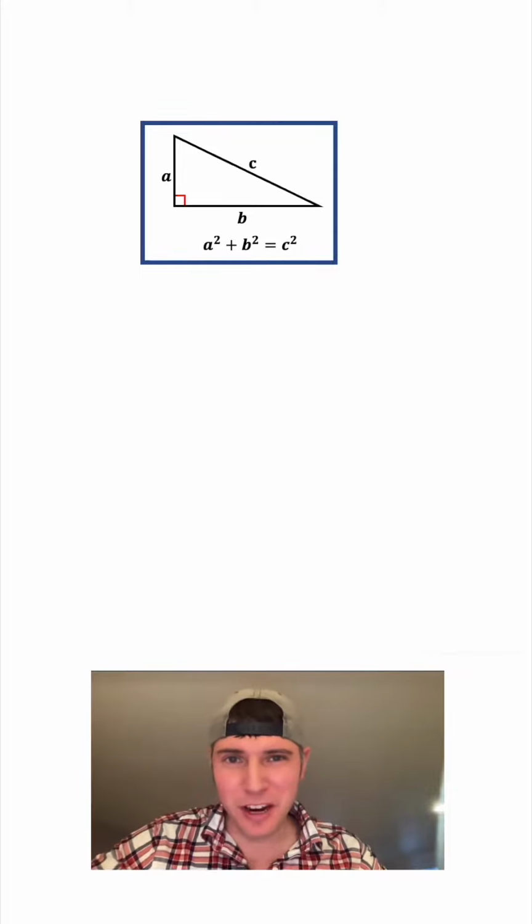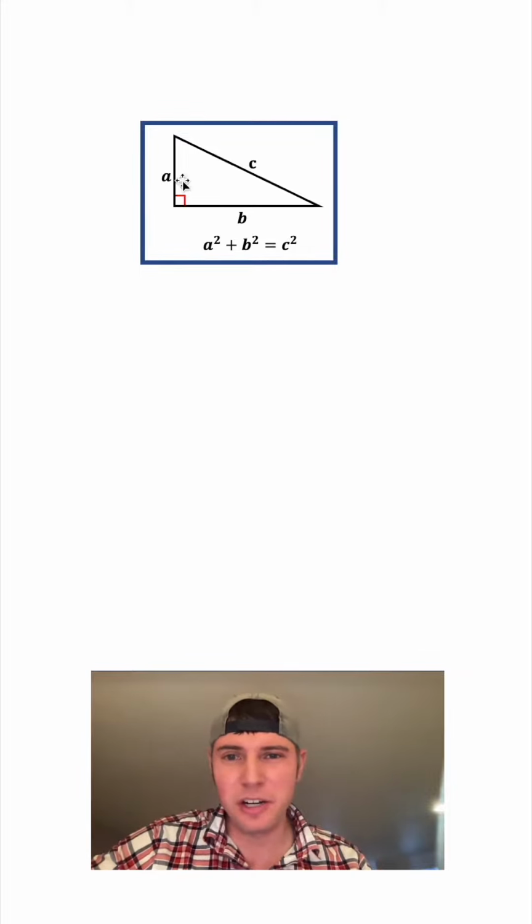Hey guys, let's talk about Pythagorean triples. The Pythagorean theorem says if we have a right triangle, a squared plus b squared will equal c squared. We're going to use that here.